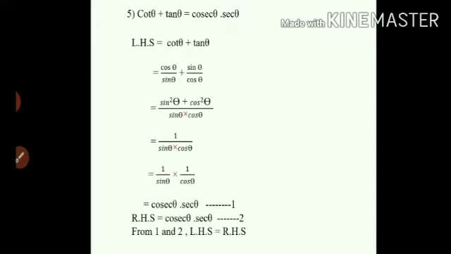So we get sin square theta plus cos square theta upon sin theta into cos theta. So we know sin square plus cos square is equal to 1. So 1 into the denominator remains the same, 1 upon sin theta into cos theta. Now 1 is common for both. So I am taking separately 1 upon sin theta multiplied by 1 upon cos theta. Now we know 1 upon sin theta will give me cosec theta and 1 upon cos theta will give me sec theta. So that is equal to RHS. So here LHS is equal to RHS. Hence we can say it is proved.